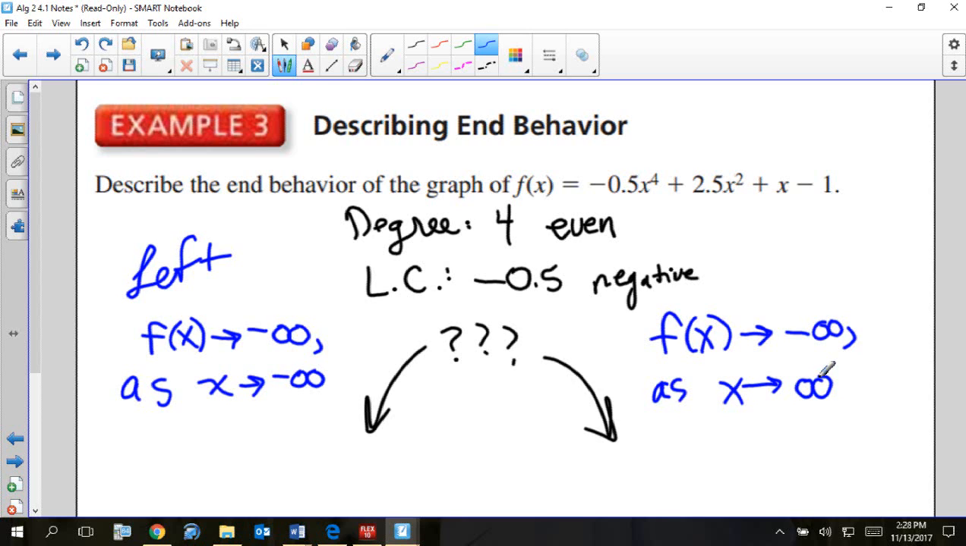What does that arrow mean? Approaching, going towards. What does f of x mean? Means y. What does negative infinity tell us? Where's negative infinity? Help me. Down or left? Depending on whether you're talking about x or y.